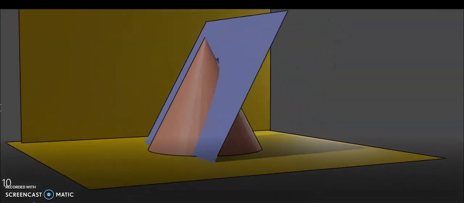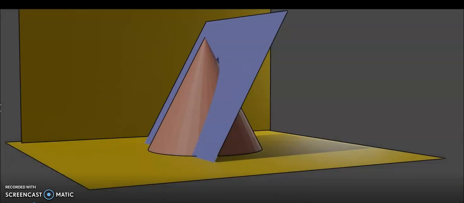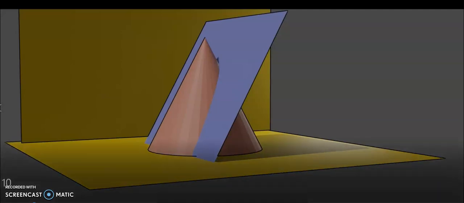A cone is being cut by a section plane and the true shape is a parabola. How are we getting a parabola? When a cone is cut by a section plane parallel to its generator. So this is the generator, one of the generators. Parallel to this generator, if we cut using a cutting plane, we will get a parabola, and the base will be cut always in this position.